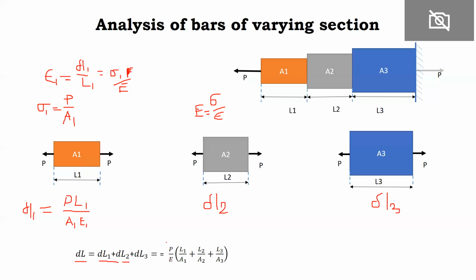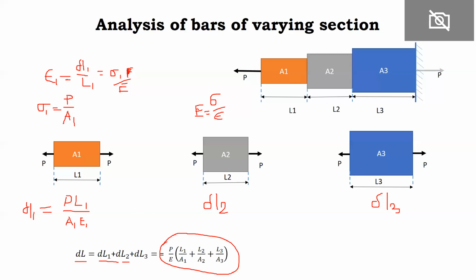So this is the formula used for computing total elongation in a member which is made up of the same material and subjected to the same load, but has different cross-sectional area and different length. So for this configuration, this formula is applicable.